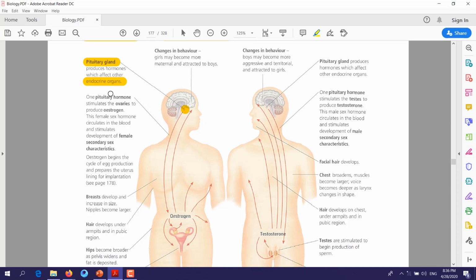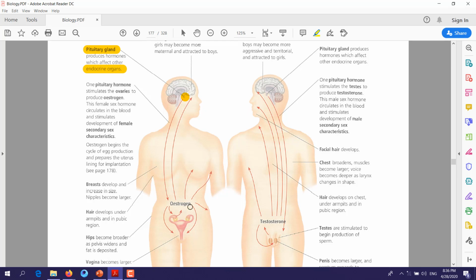Now, the pituitary gland produces hormones which affect other endocrine organs. See, let's follow the arrows. The pituitary gland will affect an endocrine organ. So, we came here to what? We came here to the female reproductive system. As you can see, the female reproductive system consists of what? The first part, we call it the ovary.